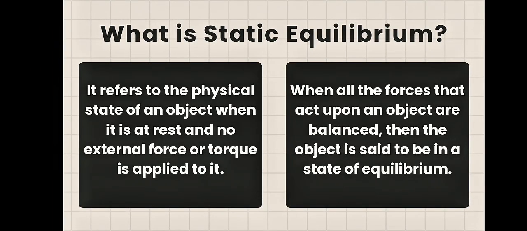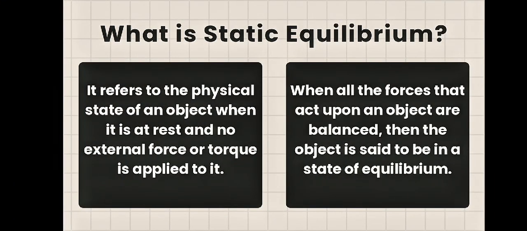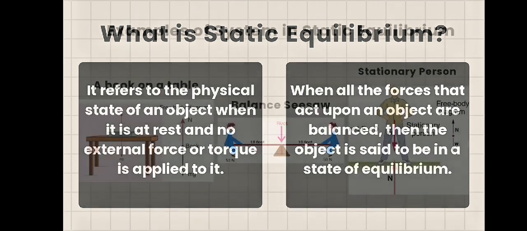So, static equilibrium happens when an object is at rest and all the forces and torques acting on it are balanced. In simple terms, the object doesn't move and it doesn't rotate. It just stays still. Let's look at some examples to understand better.